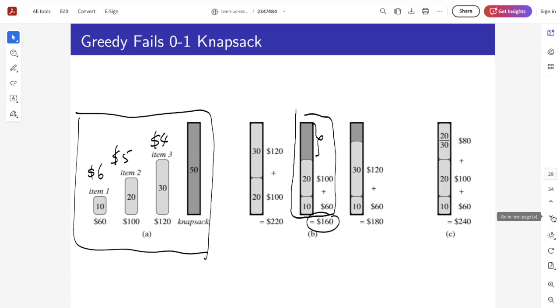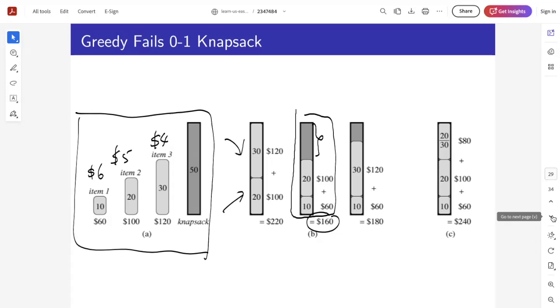packing. So in other words, we put item 20 and item 30 in the knapsack. So there is no room left for this packing, and the total value is $220. So that indicates that the greedy choice doesn't work for 0-1 knapsack.